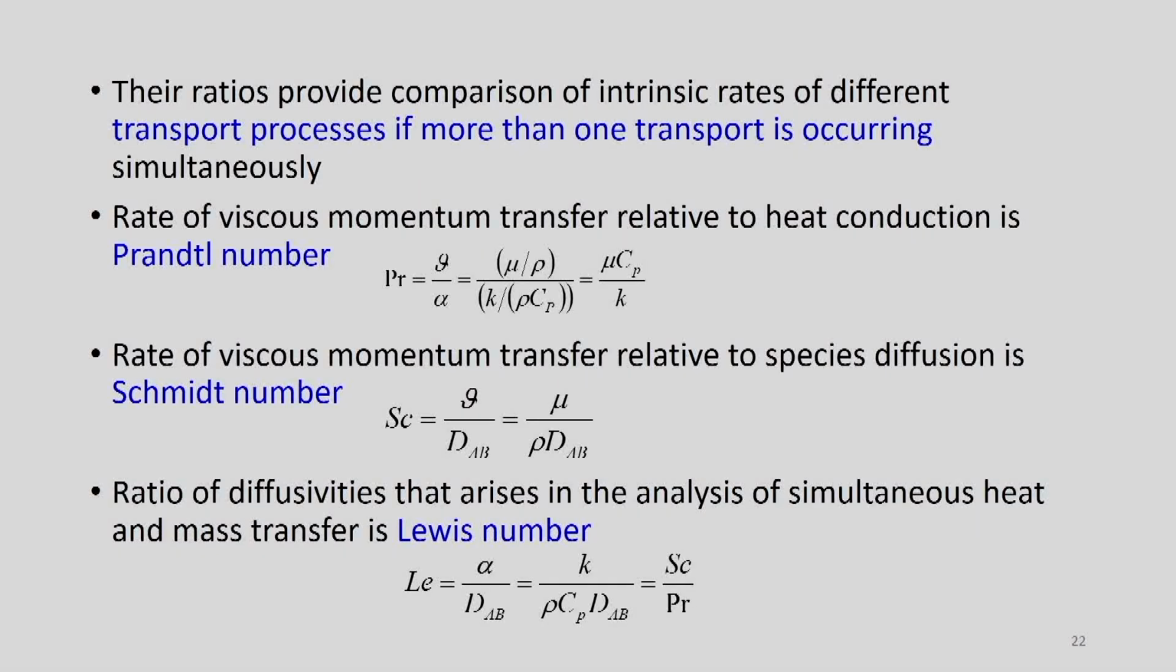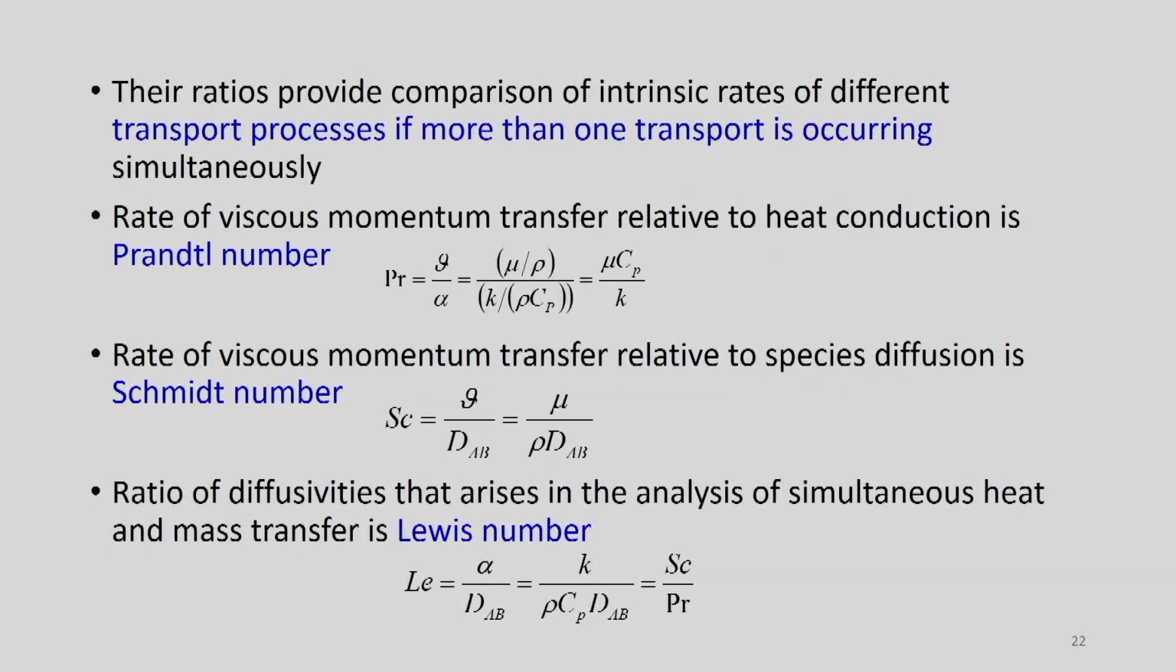Let us say the rate of viscous momentum transfer relative to heat conduction, that is nu by alpha. So, mu by rho divided by K by rho Cp, that is mu Cp by K, which is nothing but the Prandtl number. Now, if this Prandtl number is small, we can say the conduction mechanism is going to dominate. So, momentum transfer can be ignored and only the heat conduction problem can be considered if this Prandtl number is very, very small. That kind of a priori information one can get in order to simplify the problem.